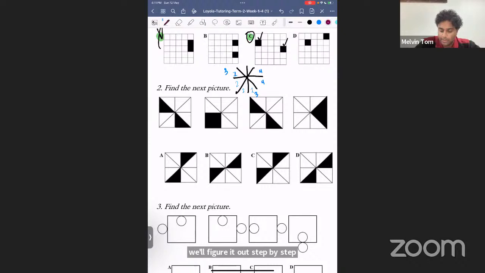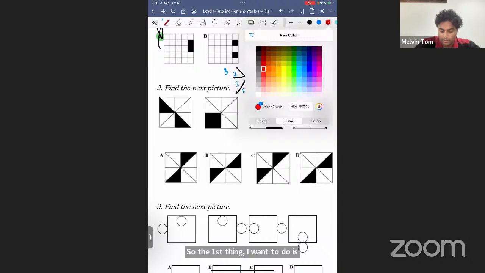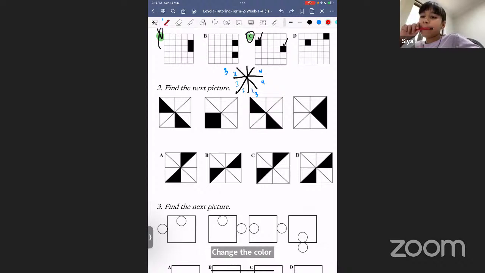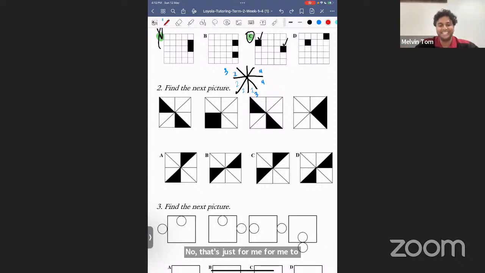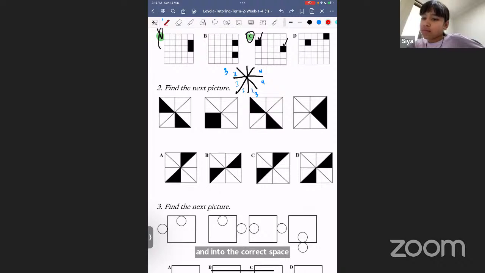So the first thing I want to do is change the color. All right. So the first thing we will do is remember, what was the rule I said, or what's the idea that you can use whenever you have 2 identical things? What's going to be the thing that you can expect most of the time? Change the color. No. That's just for me to do with my iPad. To look at the one that can be more reasonable and into the correct space. Yeah, you're on the right track.